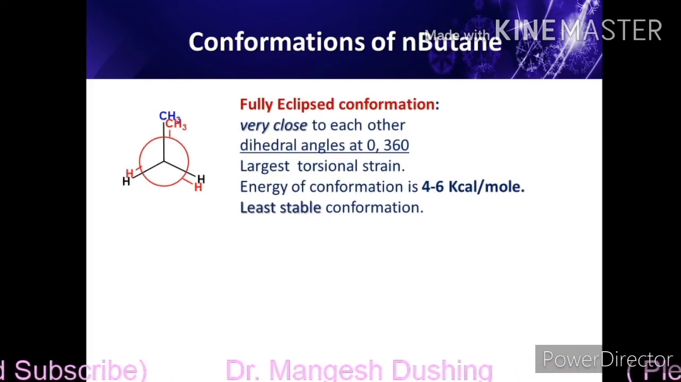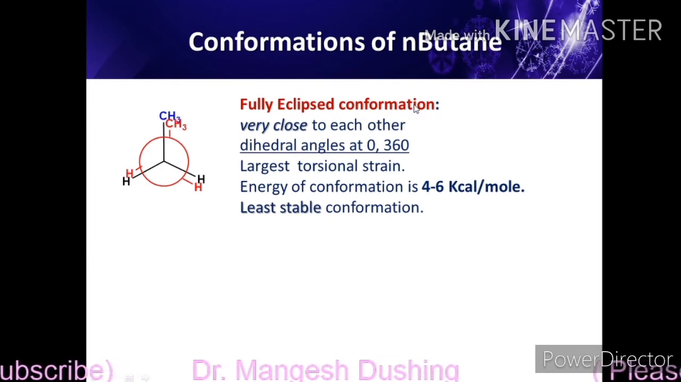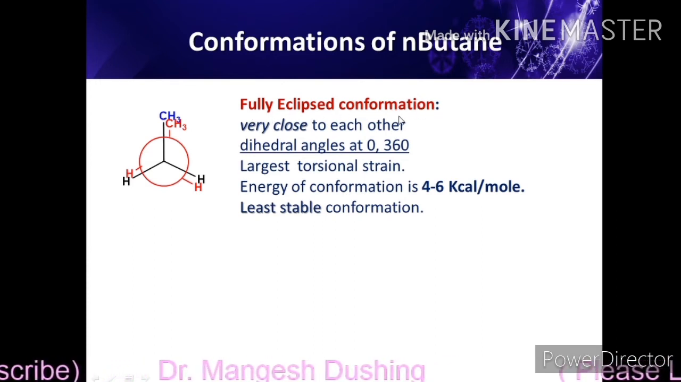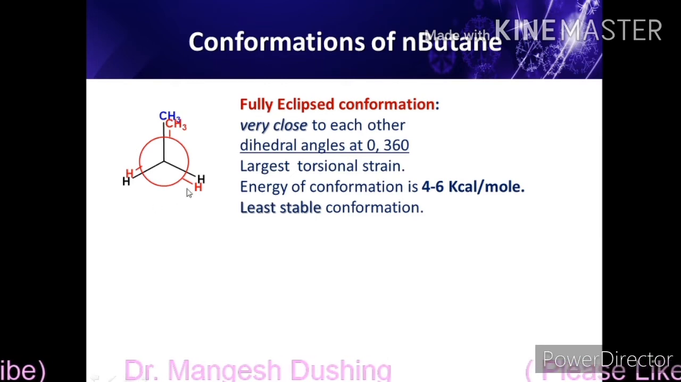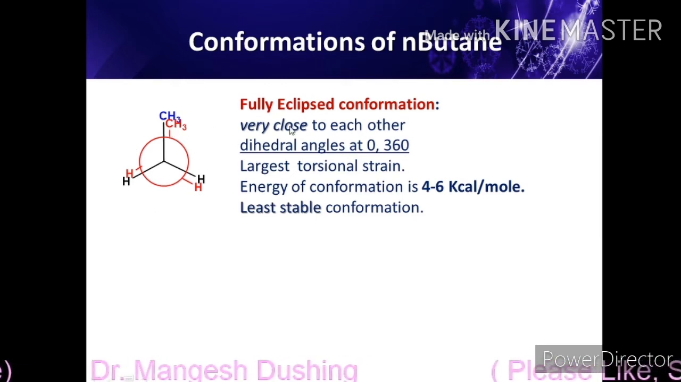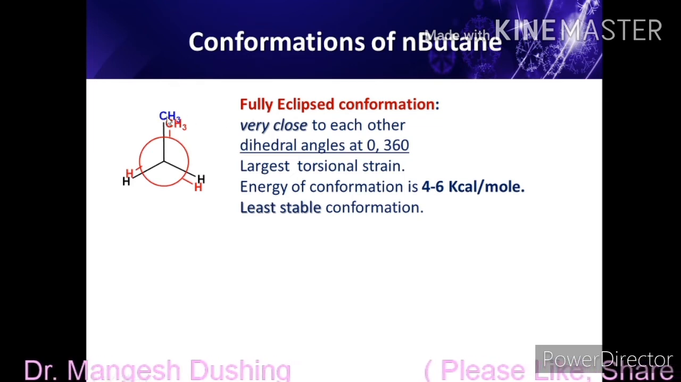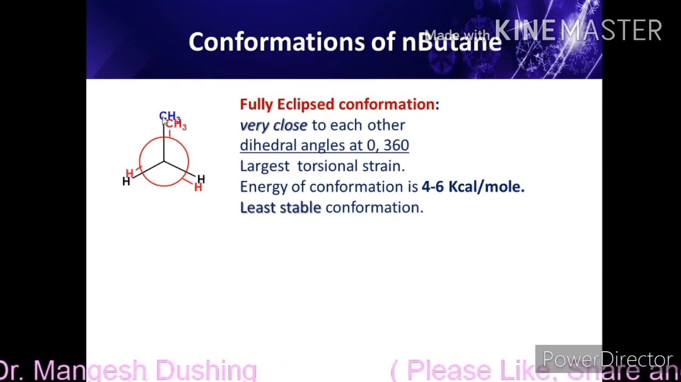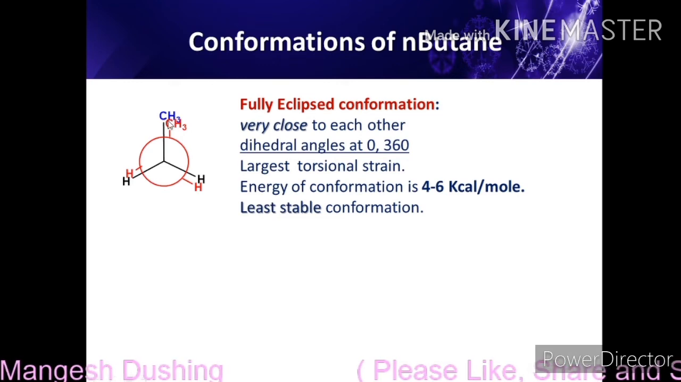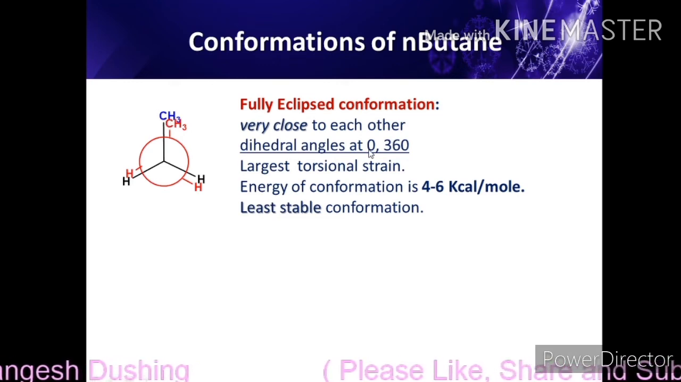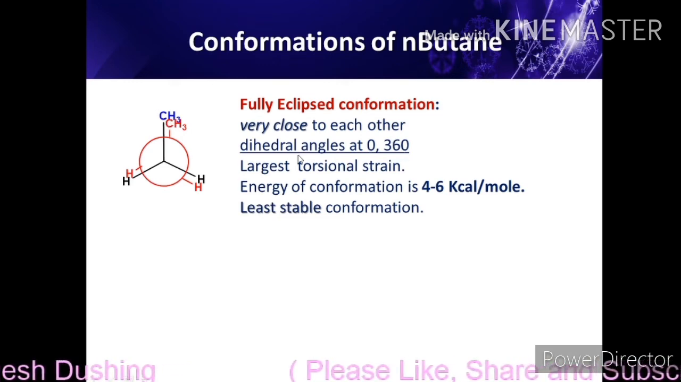First we will learn about fully eclipsed conformation. So in fully eclipsed conformation, all groups are parallel to each other. That conformation is called fully eclipsed. Why fully? Because the similar groups are eclipsed. They are very close to each other. Here dihedral angle is either 0 or 360.